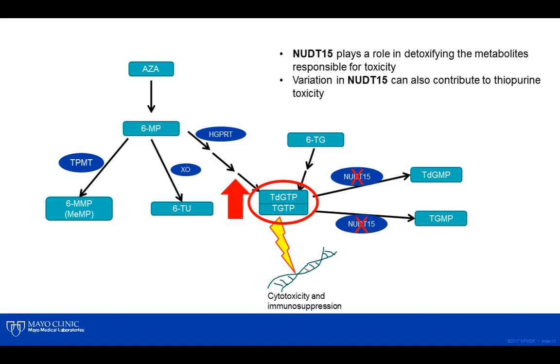Therefore, if NUDT15 is not fully functional, the active 6-thioguanine triphosphate forms may be present at higher concentrations and lead to increased toxicity. Like TPMT, NUDT15 is also genetically polymorphic. Recent literature now suggests that NUDT15 testing prior to initiation of thiopurine therapy may also be helpful in guiding treatment selection and dosing to avoid toxicity.